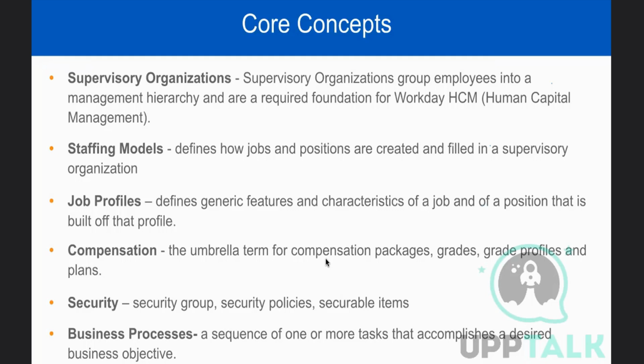So all those are structured in an order. We'll continue with these topics in the same order as we see here. We'll start with supervisory organizations, then staffing models, then job profiles, compensation, and then security and business processes. The first 3 topics we'll cover easily. They don't take much time.